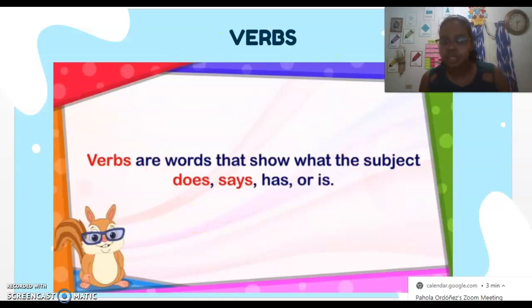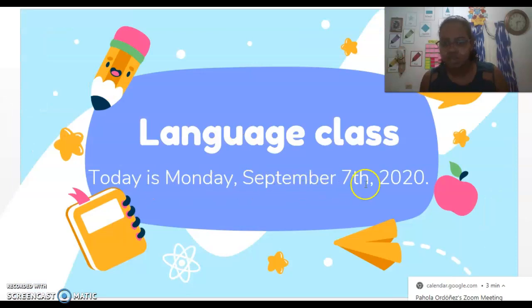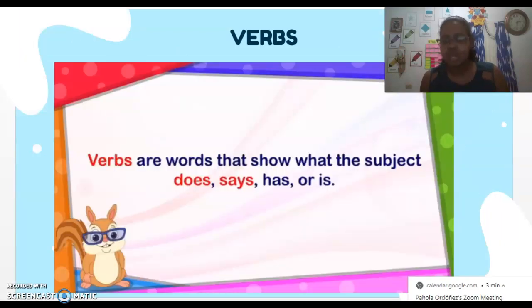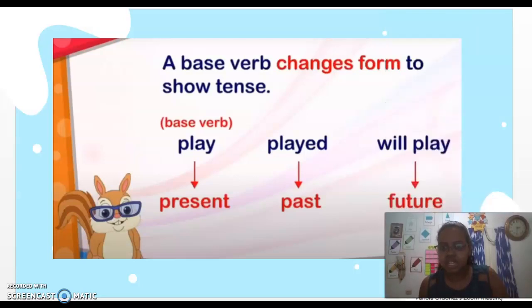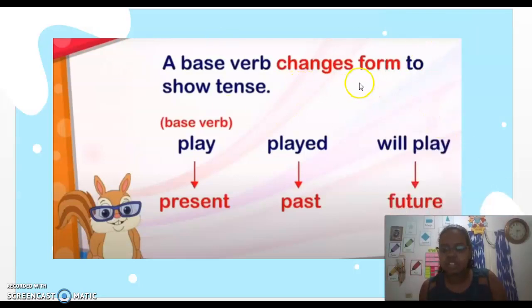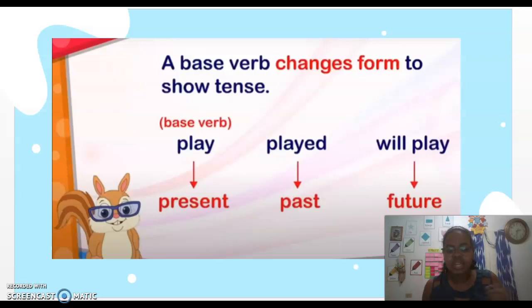First, you have to copy the date. Today is Monday, September the 7th, 2020. And then you're going to start writing this concept about verbs. After you finish with the concept about verbs, you're going to continue with the next part. You're going to copy also this part. A base verb changes form to show the tense. So you're going to copy also this part in your notebook. After you finish with that, we're going to work with the activity Think A.